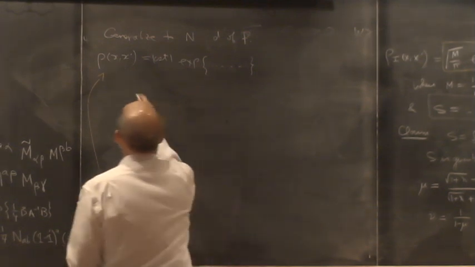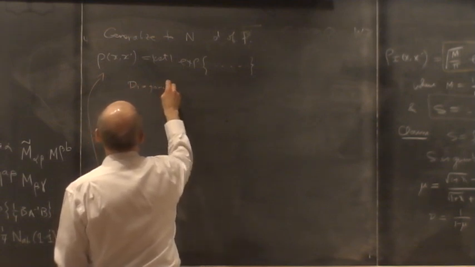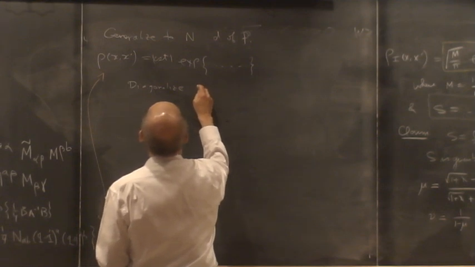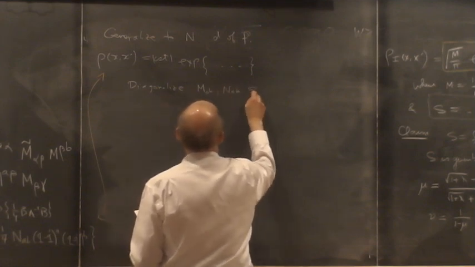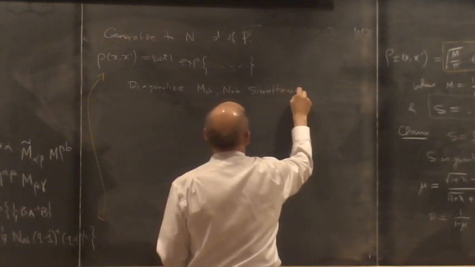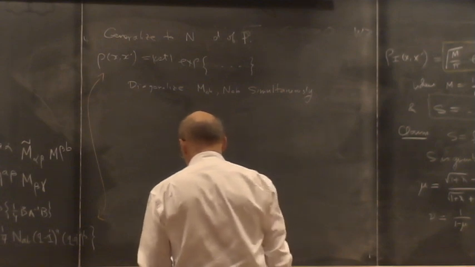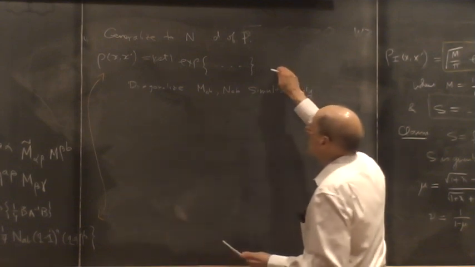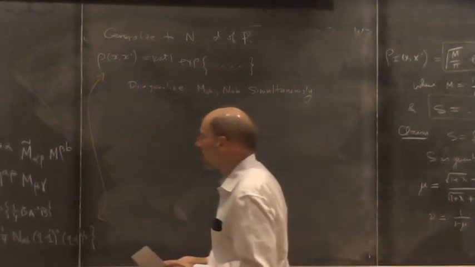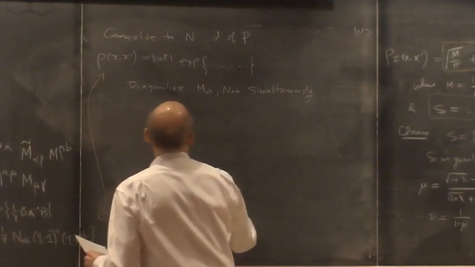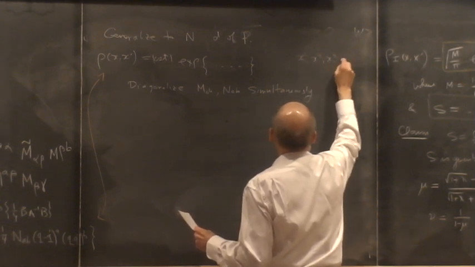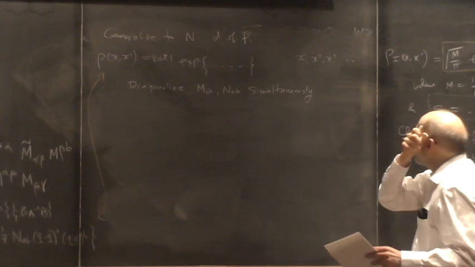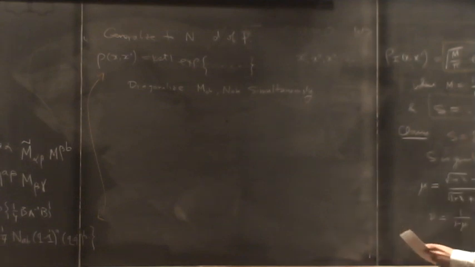So now, if we simultaneously diagonalize m, a, b, and n, a, b, then it splits into just a decoupled set of one-dimensional problems. In other words, after we diagonalize them, we'll have a new set of variables, x1, x2, x3, and so on. And the density matrix won't mix them. In other words, it'll look exactly like this for x1, plus another term for x2, plus another term for x3.